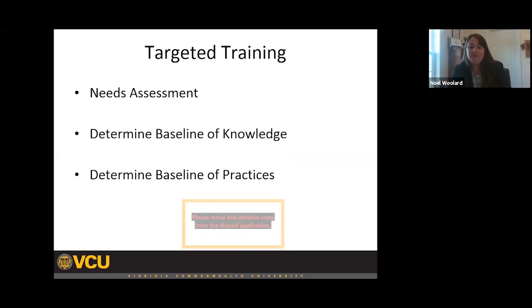So how might a division ensure that training is targeted to the needs of their specific division? Well, the first step that we believe of this process is to determine what your division needs in terms of training. So in Culpeper, we did this by looking at a variety of different pieces of data. So first, we administered a division-wide survey for all staff within Culpeper County Schools. So we looked at the information from that data.